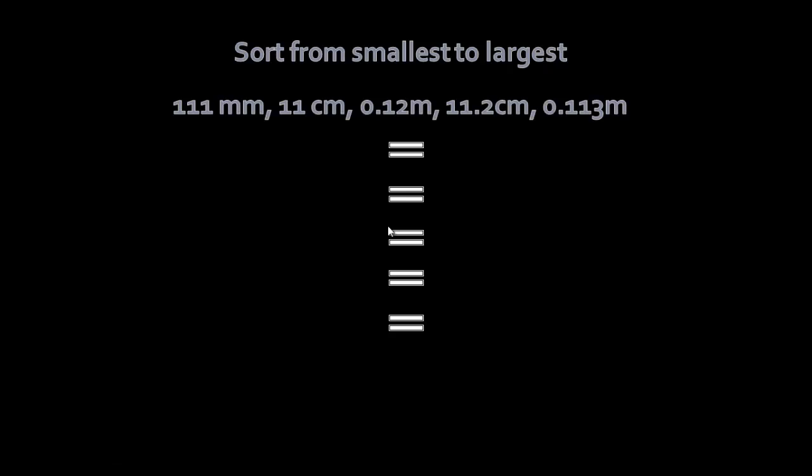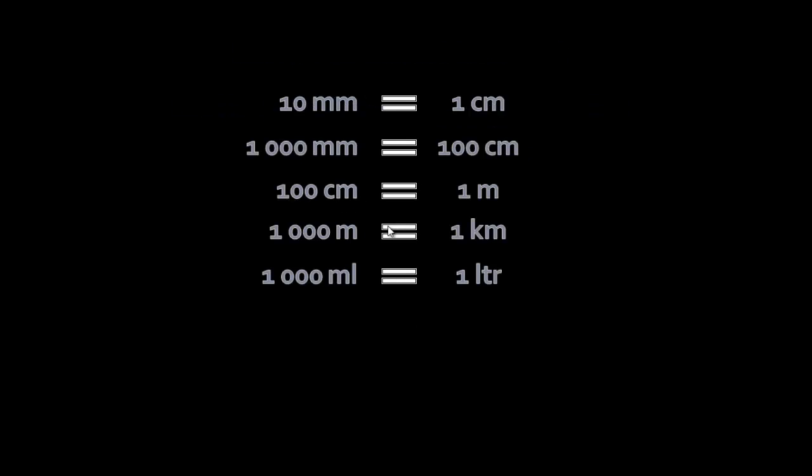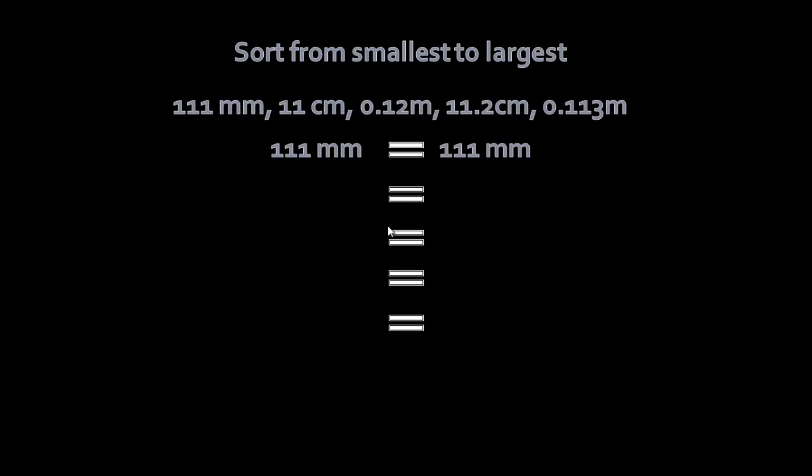Well, what we first need to do is to convert all of these measurements into one measurement. The easiest one in this case is millimeter. You take the first one, 111 millimeters, it will stay the same. But now you need to convert 11 centimeters into millimeters. Well, if you know that 10 millimeters equals 1 centimeter, then you can calculate it by yourself. Then you can say 11 centimeters times 10 is equal to 110 millimeters.